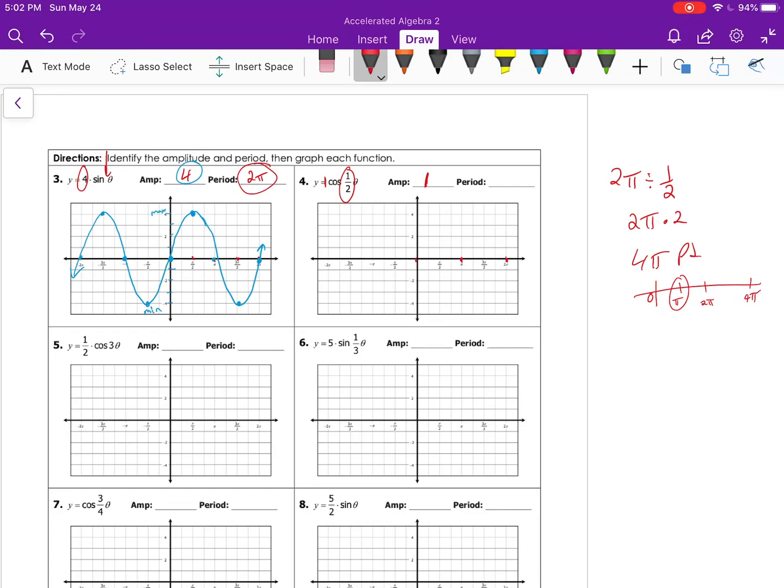So we're going to put a point at 0. We're going to put a point at pi. We're going to put a point at 2 pi, but we can't go any further. So we're going to have to go back to negative pi and back to negative 2 pi. So we're going to have to get a little bit creative here.